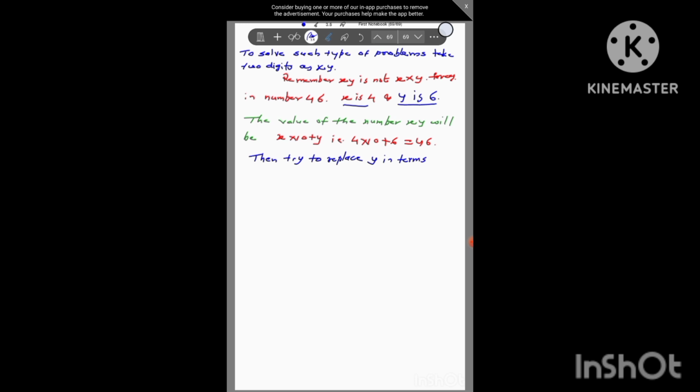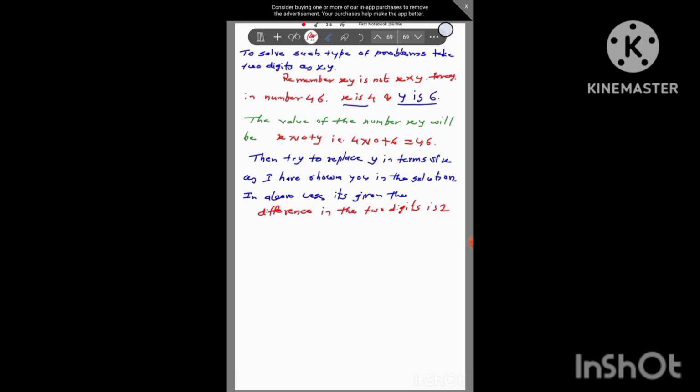Okay, then try to replace y in terms of x. This is another step where you are supposed to solve the problem with only one variable. We are introducing two variables, but we have to convert one variable into the first variable, that is x. So denoting y in terms of x is something like this. There will be some condition given. The difference in the two digits may be 2, or one digit may be a multiple of another. So if you take y minus x equal to 2, then y equal to x plus 2.